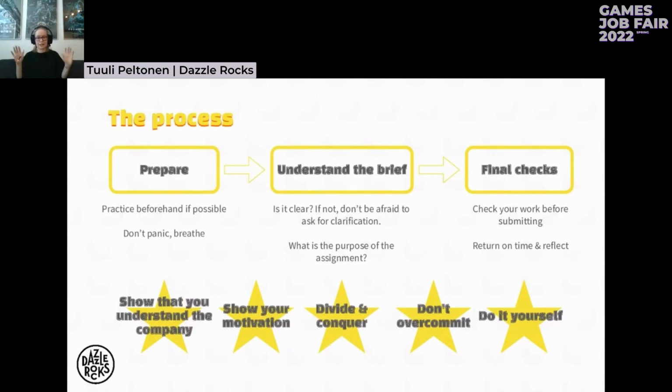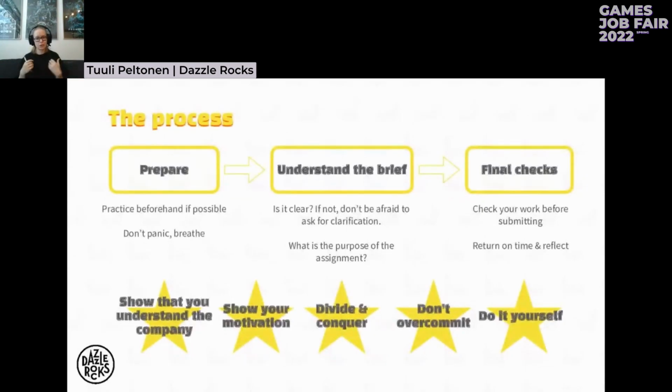And then I have this 5-star model for success. So show that you understand the company. The more you're aligned with the company's vision, culture and strategy, if you understand the company, it's going to be easier for you to figure out what they might be looking for. And obviously, this might be hard if you're just doing a standardized code test. There is only one correct answer in certain tests. So obviously, it's a bit different from test to test.